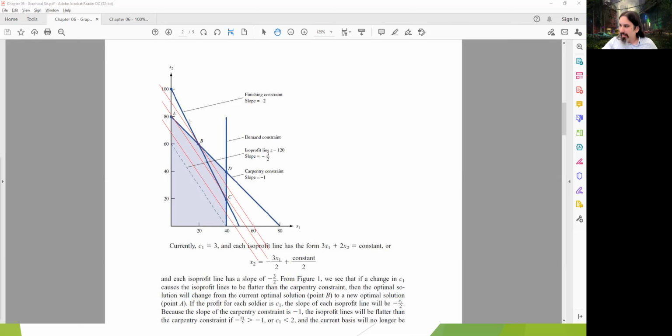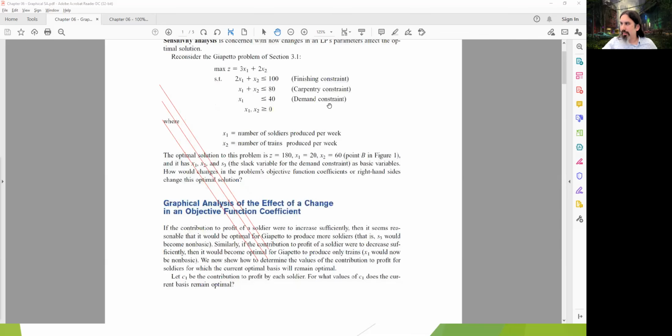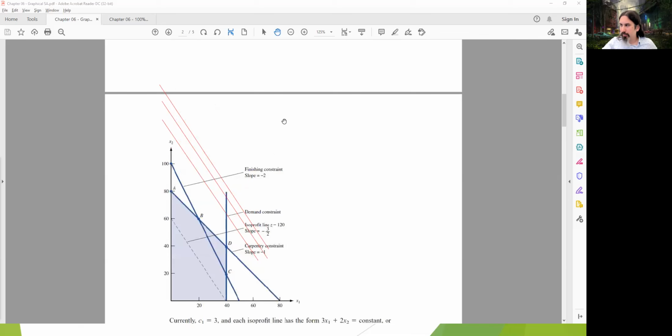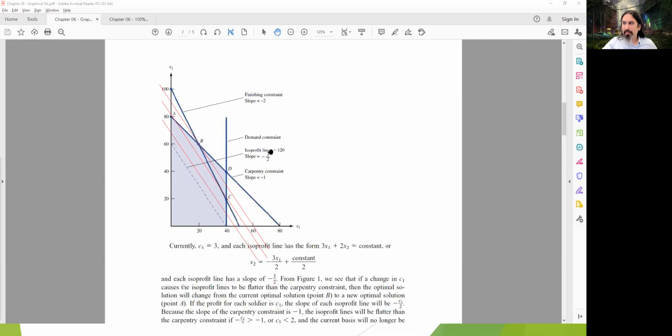Now, this line, if one of the x values change, for example, let's go back up. This is 3x1 plus 2x2. This is the slope for 3x1 plus x2, which is minus 3 over 2.